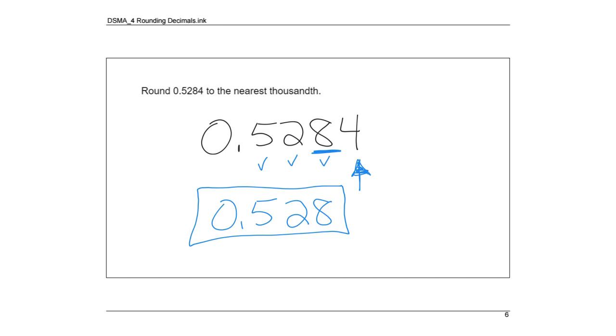If that had been a 7 on the end, I would round up to 529 thousandths.